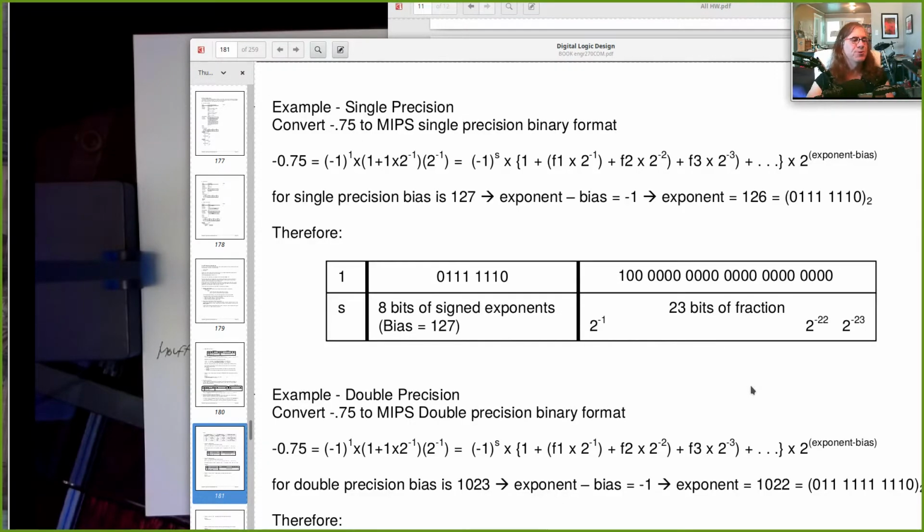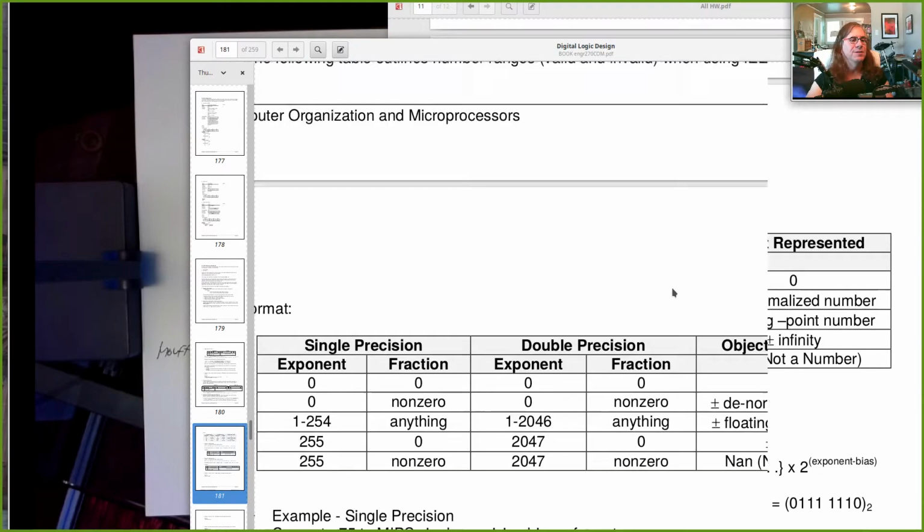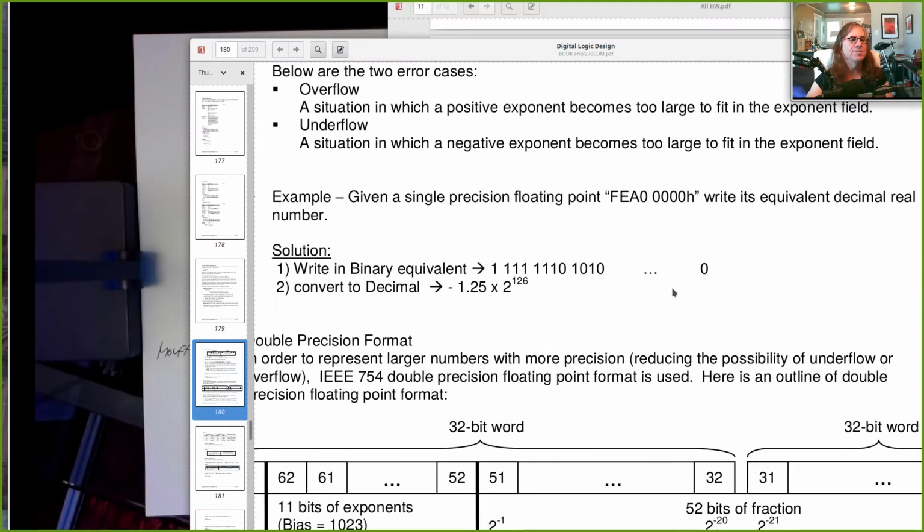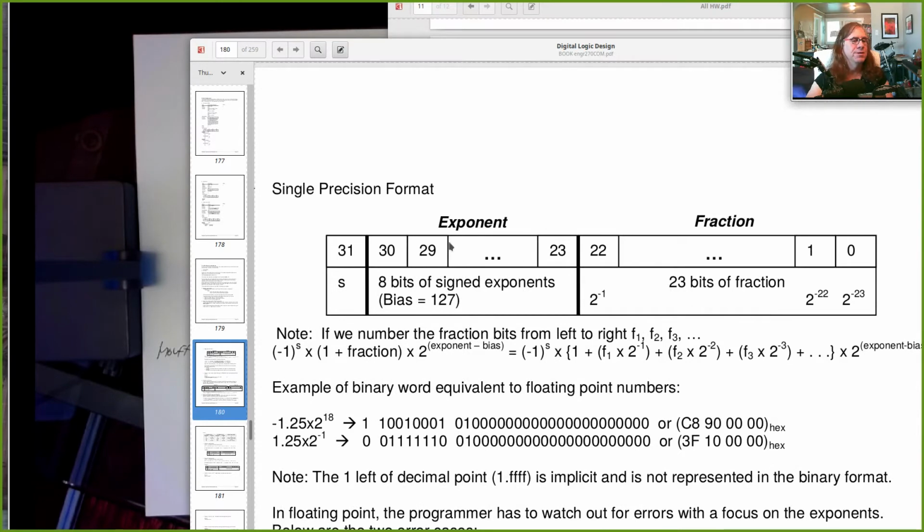So the book has a pretty good picture of this, right? So here's your 32-bit number. This is the least significant bit over here on the right, bit 0. Your first 23 bits, the 23 bits on the right, make up the fraction. And remember, it's not exactly the fraction because the fraction has a leading 1 to the left of the decimal point. That's not included in here.